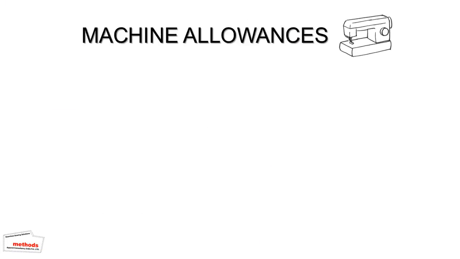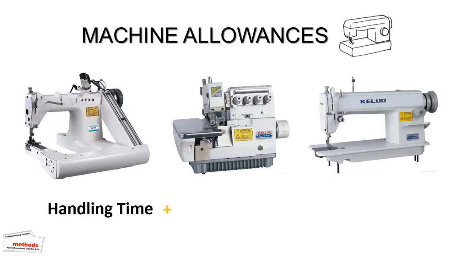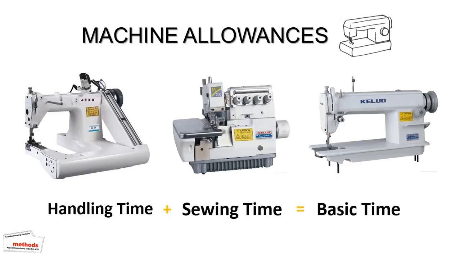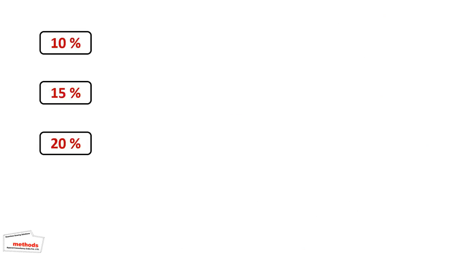Starting with machine allowances. Machine allowances vary depending on the amount of handling required for the different types of machines. Also, machine allowances are given only to the sewing time, that is, the time calculated from a sewing code like Sew6GY. This allowance is added as a percentage of the sewing time. So machine allowances are basically divided into 4 categories based on the type of machine.